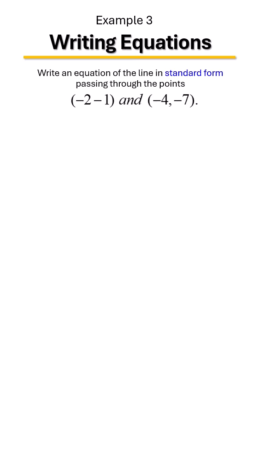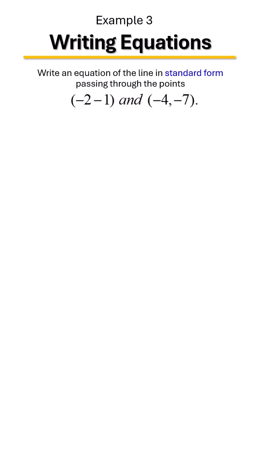In this example, we're asked to write an equation of the line in standard form passing through the points. So we're given 2 points. But recall at the beginning, I told you that there's 2 things you need to write a line. You need to know the slope and you need an ordered pair. Well, we have 2 ordered pairs. That's fine. We're only going to need to plug in 1 into the formula.